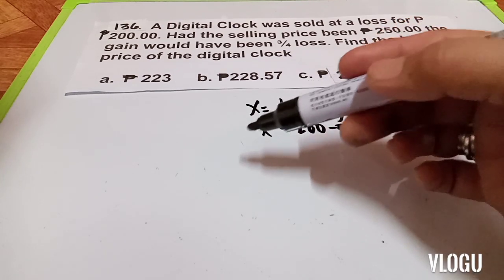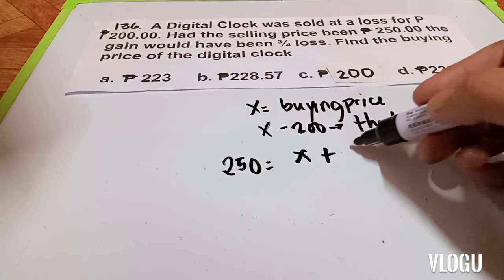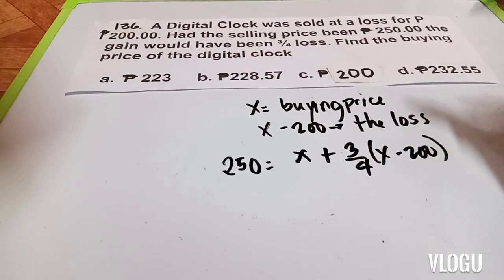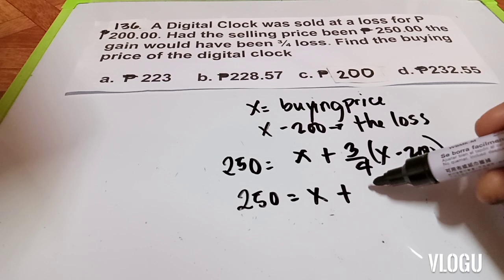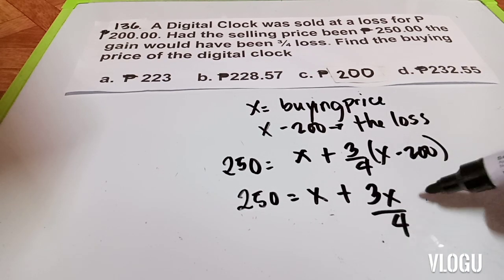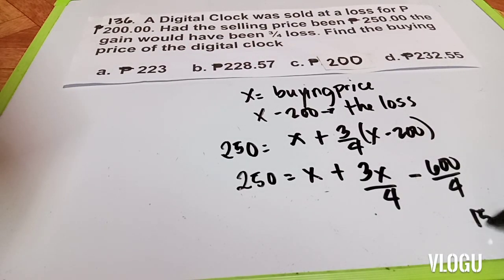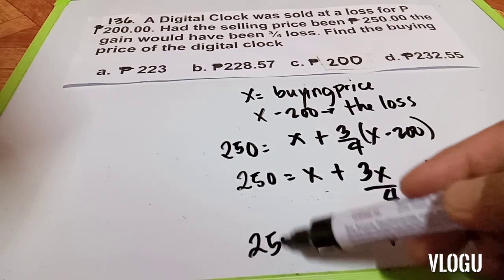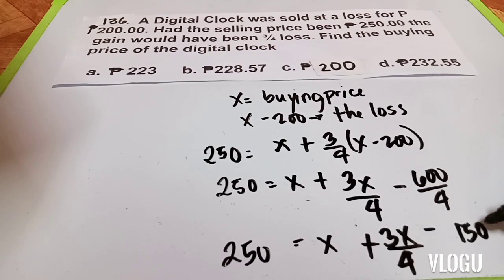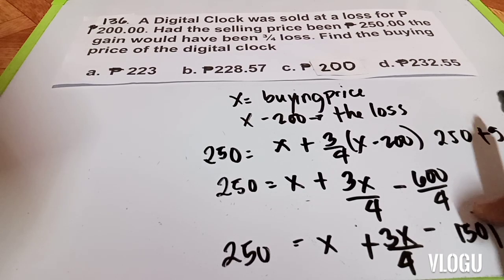And then, had a selling price. So, we have 250 is equal to x plus 3/4 of (x minus 200). And then, after that, 250 is equal to x. This will become 3x over 4 minus 600 divided by 4. This will become 150. Plus x, the 250. So, again, if we make this one, this will become 250 plus 150.